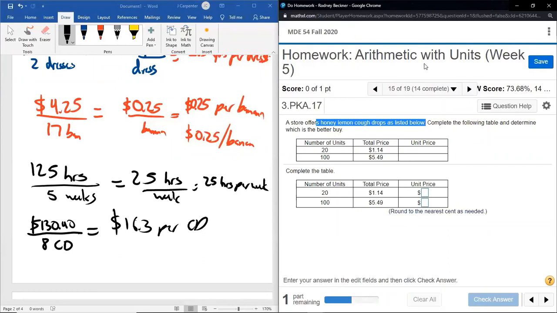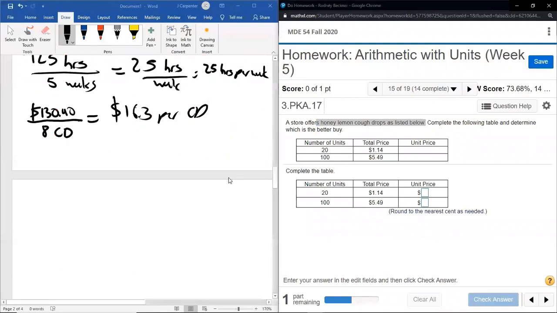So a total price of $1.14 gets you 20 cough drops, or $5.49 gets you 100 cough drops. So that last one, it's very obvious that you're getting 5 times as many cough drops. So if this price is more than 5 times the original cost, then it's the worst value. If it's less than 5 times the original cost, then it's a better value. That's one way you can think of it when these are nice, easy multipliers of each other, but it doesn't always work that way, like the protein problem from class.